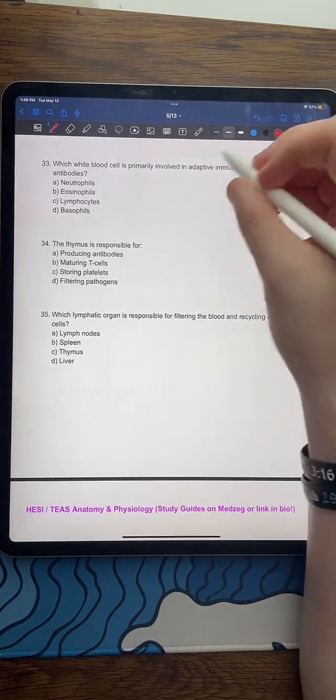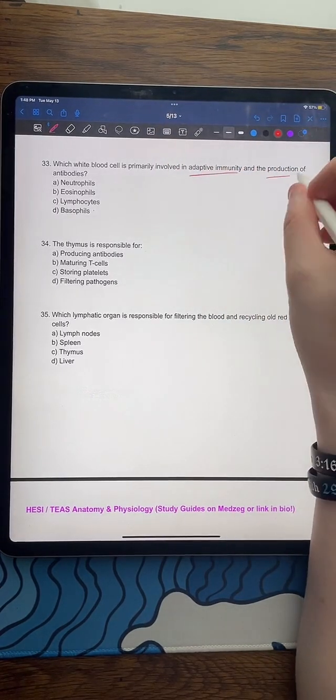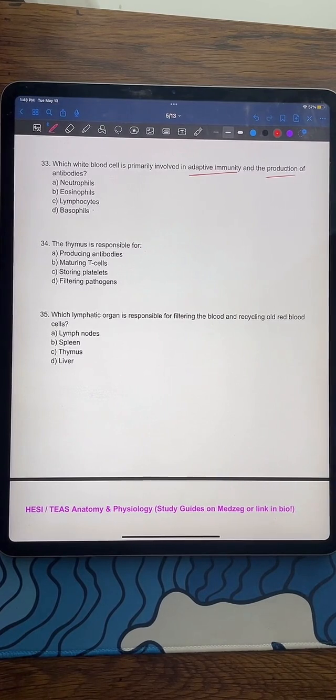Again, when we're talking about white blood cell, adaptive immunity and the production of antibodies, what type?